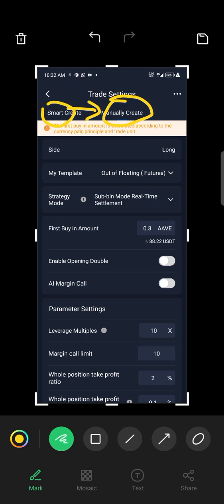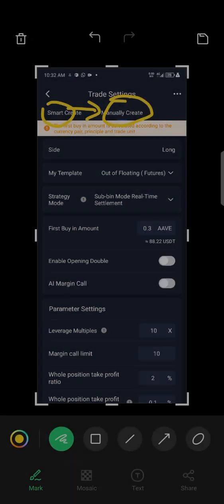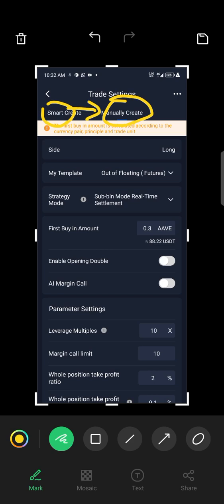After you make sure that it's on manually create, you check this place and make sure that your long is also effective, meaning that you're on the right side of the market. And then you come to templates, and you change the strategy to Dr. Lartey strategy, which you have saved already. So I don't want to go there.